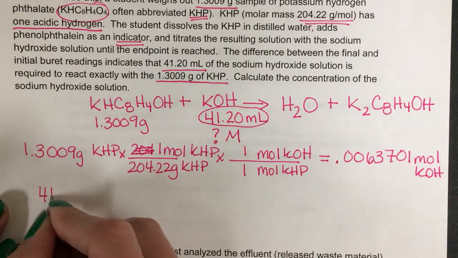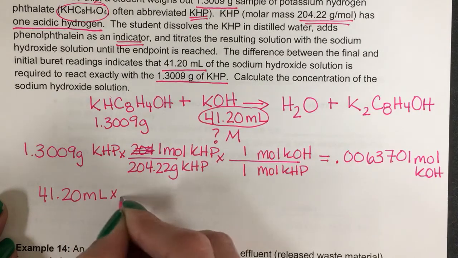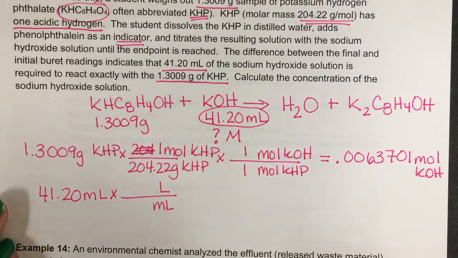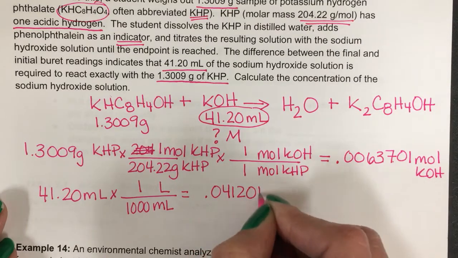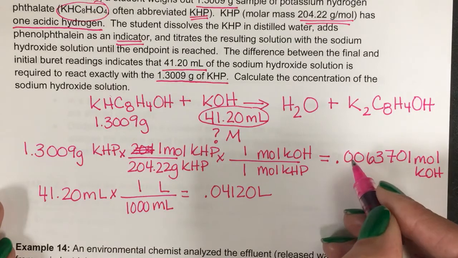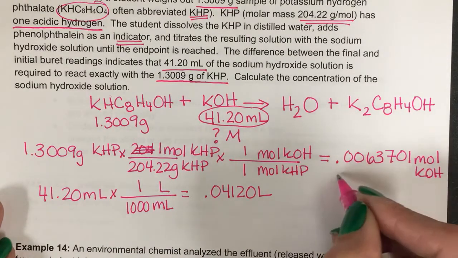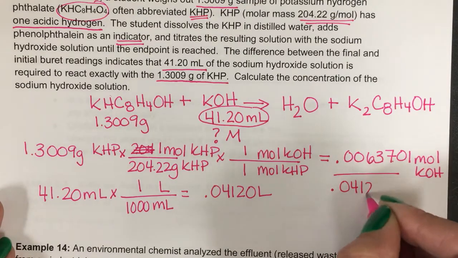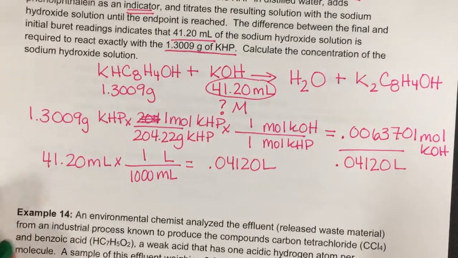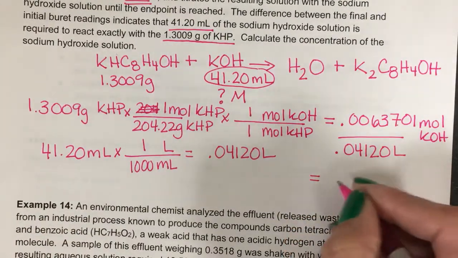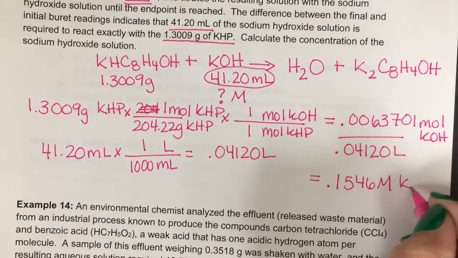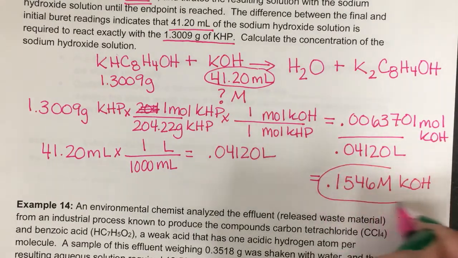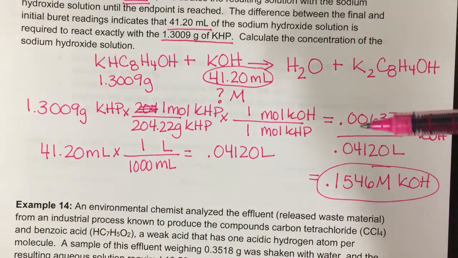Okay, so let's change that from milliliters to liters. I know that there's 1 liter for every 1,000 milliliters. So this is my volume. So I've got 0.0063701 moles of KOH for every 0.04120 liters. If I plug that into my calculator, I know that I've got 0.1546 moles per liter KOH. So now I know the concentration of my unknown because I know how much of my known it took to react with it. Okay?